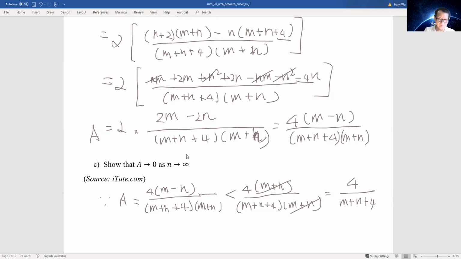Now because we know m is greater than n from the condition, when n approaches infinity, m must also approach infinity. So therefore m plus n plus 4 must also approach infinity. So the bottom number approaches infinity, and the total fraction will approach 0. So that's it. We proved the final question C. So that's my answers for all 3 questions.